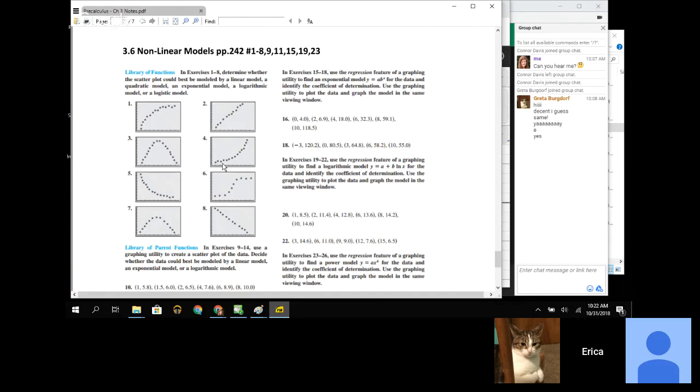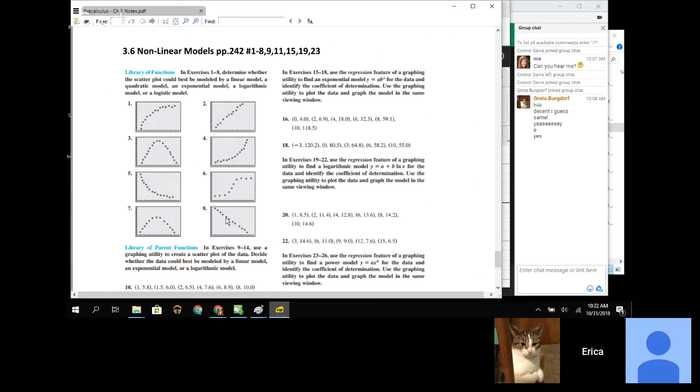So now we're talking about modeling and graphing and all that good stuff. We're going to stay in 3.6 and then I promise we'll go back to 3.5. I won't forget about it. So this 1 through 8, we basically did 2 through 8. We basically did your homework for that. And then you have problems 9, 11, 15, 19, and 23.